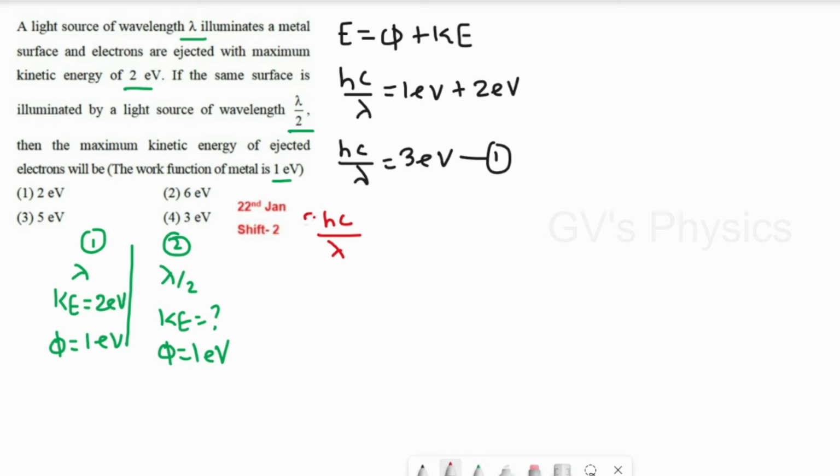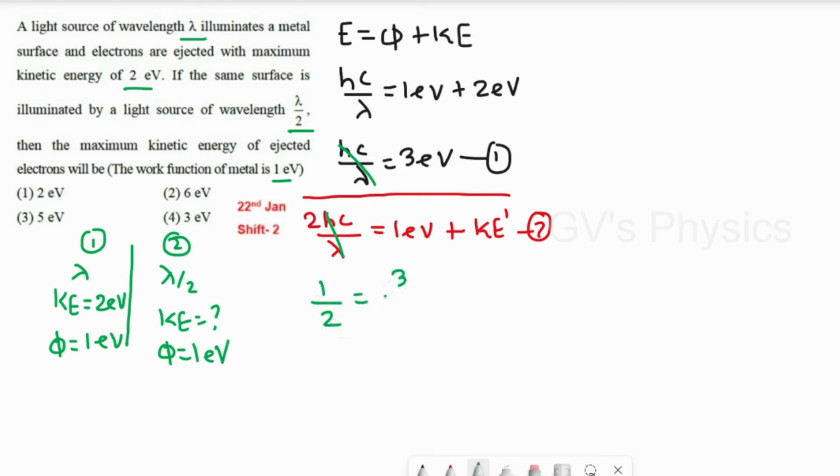So 2 will go to the numerator, that is equal to work function 1 eV plus kinetic energy, which will be KE dash. Okay, so this is the second condition. Now we need the kinetic energy, so I'm going to divide these two equations. Because of that, hc by lambda will get cancelled. The balance is 1 by 2 equal to 3 by 1 plus kinetic energy dash.